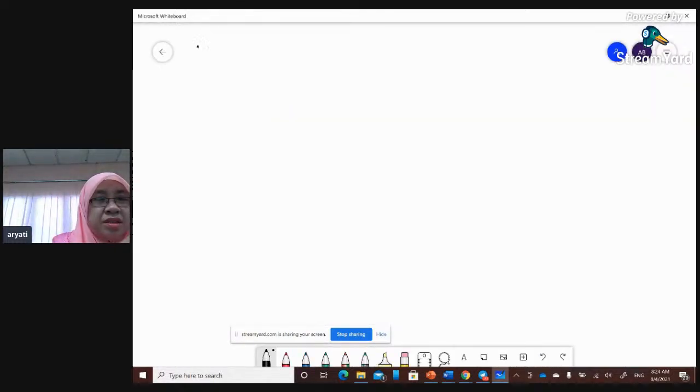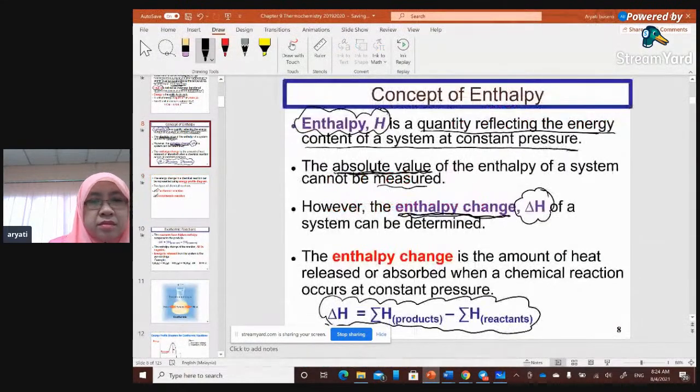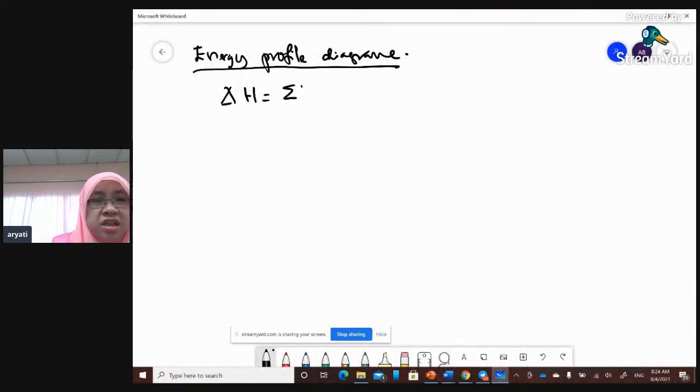So kita akan belajar energy profile diagram. Okay, so kita mesti tahu delta H ialah jumlah, okay, jumlah itu ialah summation of enthalpy of product minus summation of enthalpy of the reactant.